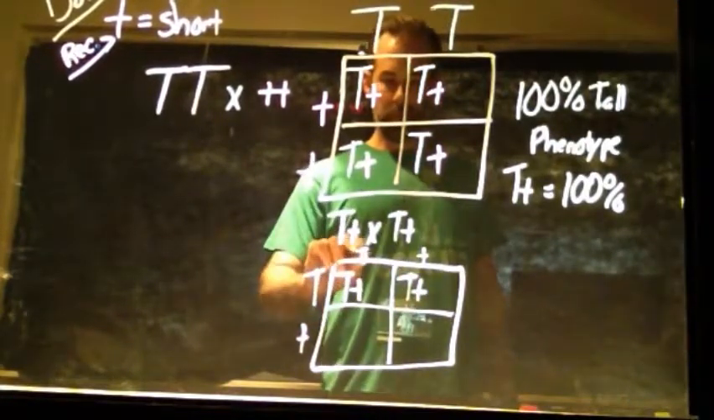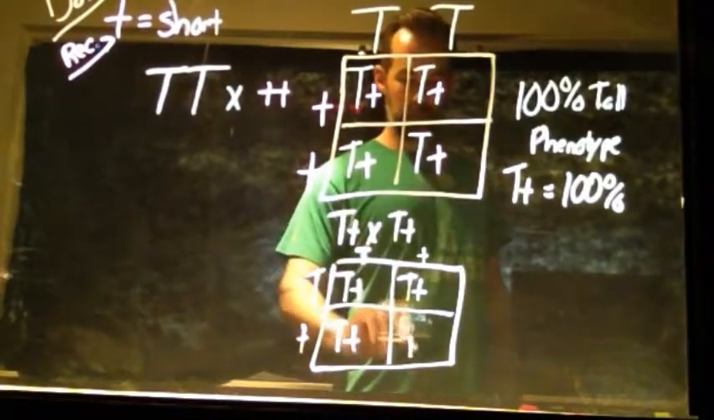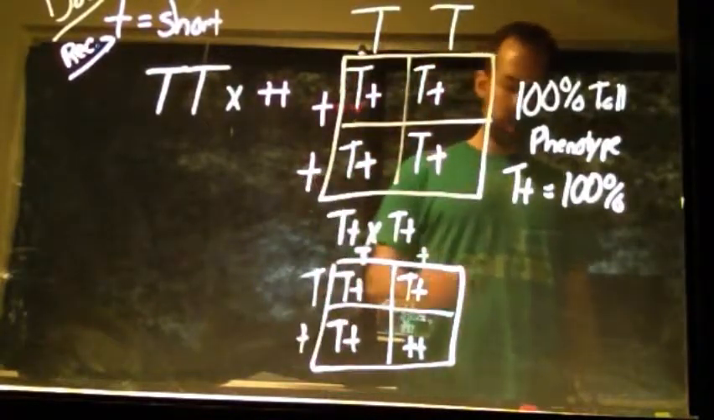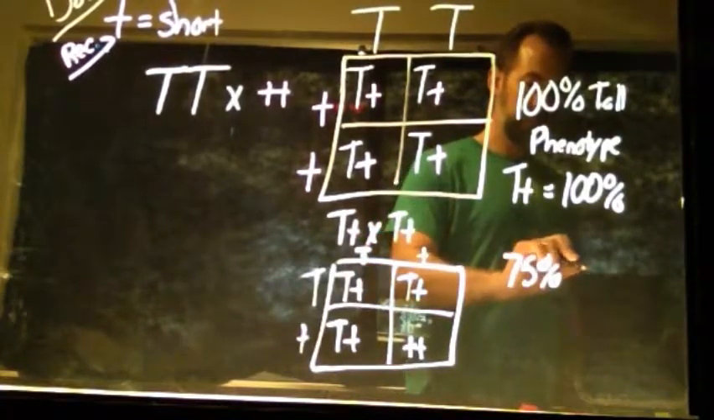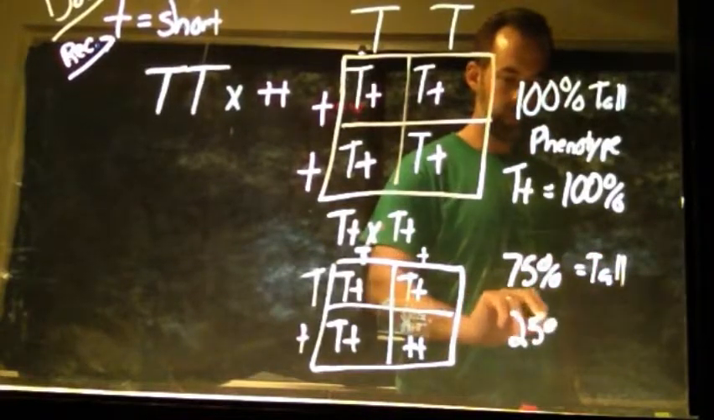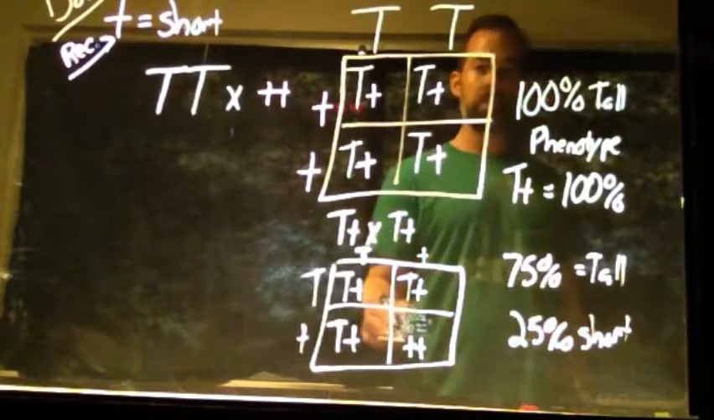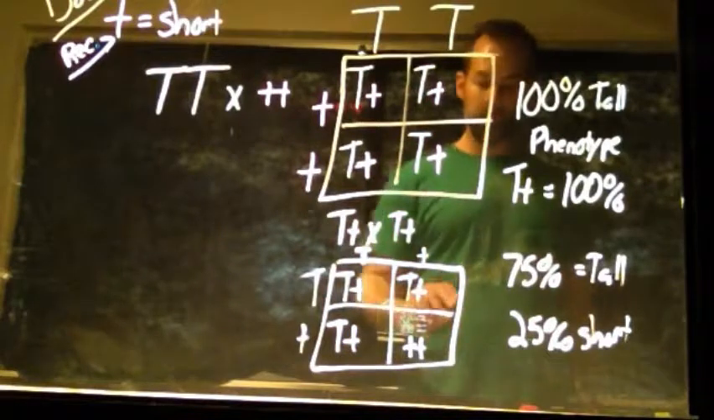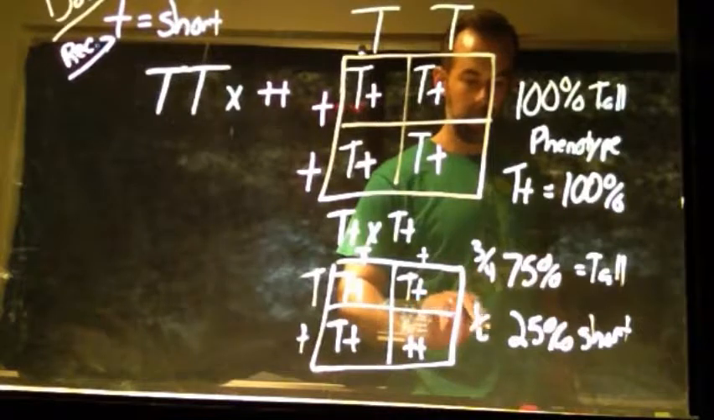I know it's got a little tight for space here. Capital T, lowercase t, and oh my goodness, what happened here? The recessive trait shows up. So in this case, you would have 75% tall and 25% short, because in this case, the dominant trait is not present. Also keep in mind, how many boxes are we working with? So this is 3 out of 4, and this is 1 out of 4.